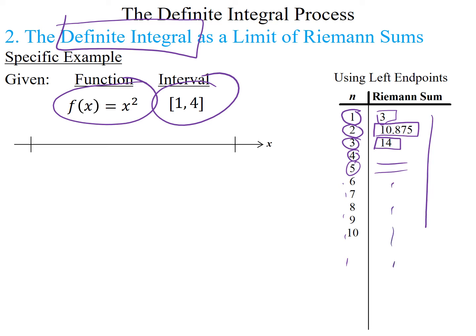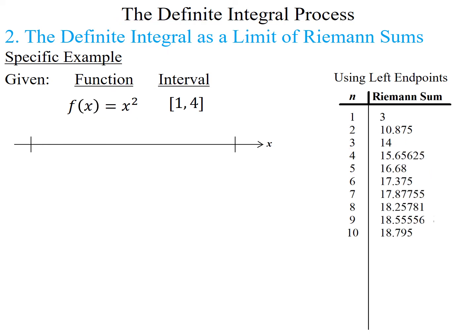So I did it for up to 10 subintervals, each time using the left endpoints. Let me go ahead and show you the numbers that we got. At least we got this. This is a sequence here. It's an infinite list of Riemann sums, but I only went up to 10.